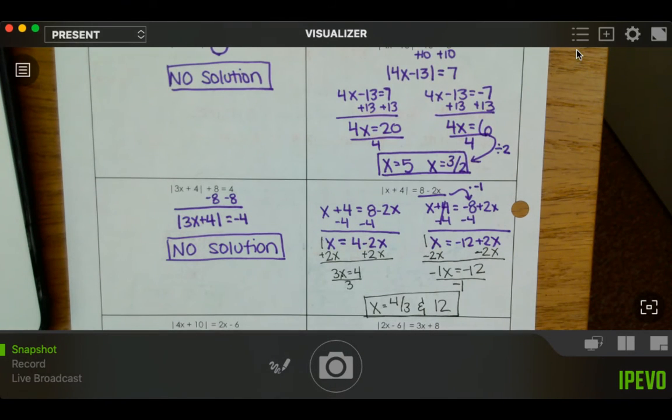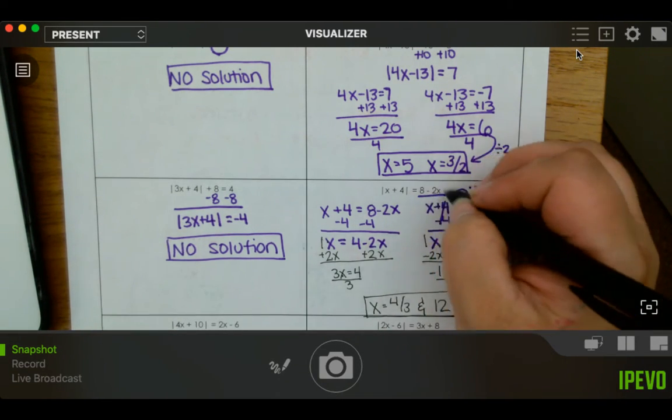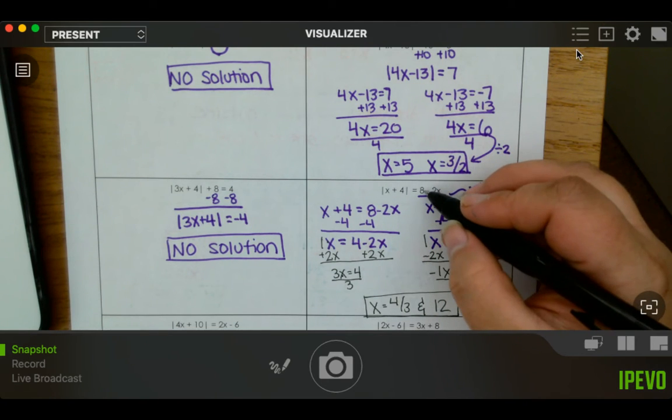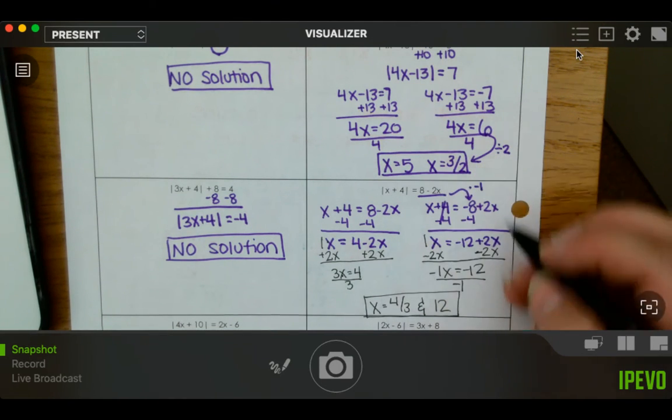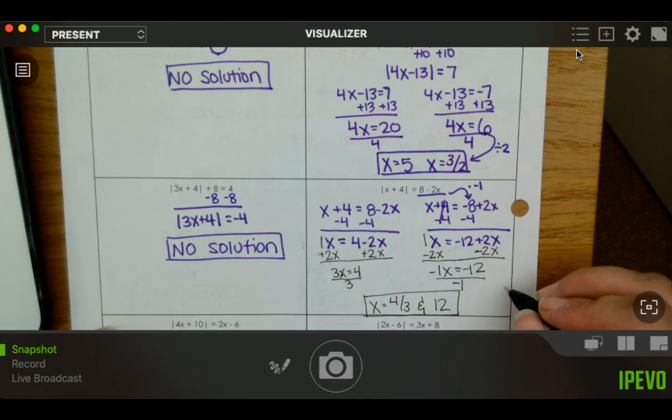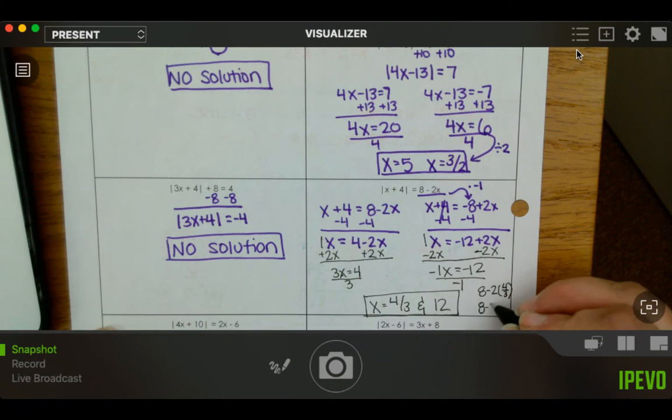Okay, so those are my answers. Now, if you have variables over here, you need to check them. But again, the thing that we're worried about is outside the absolute value. We need to make sure that this side isn't a negative. So I'm going to check 8 minus 2x. 8 minus 2 times 4/3, and 8 minus 2 times 12.